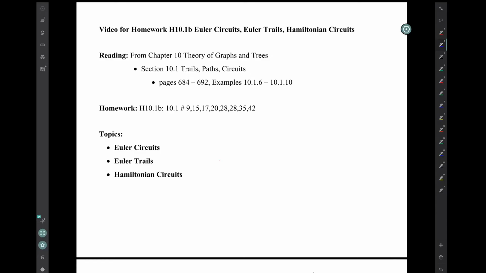This material is from Chapter 10, Theory of Graphs and Trees, Section 10.1, Trails, Paths, and Circuits. This is actually the second video on that section. The corresponding reading is pages 684 to 692 of that section, examples 6 through 10. The corresponding homework is this collection of 8 exercises from section 10.1. As I said, I'll be discussing Euler circuits, Euler trails, and Hamiltonian circuits.